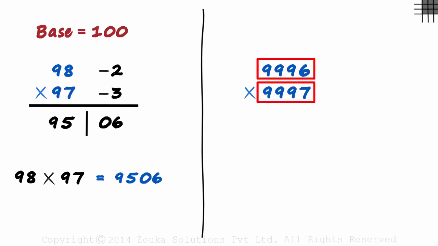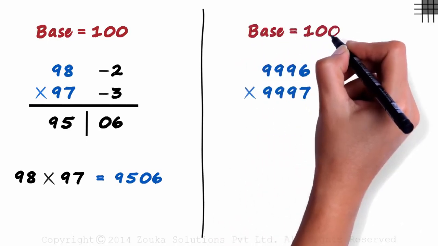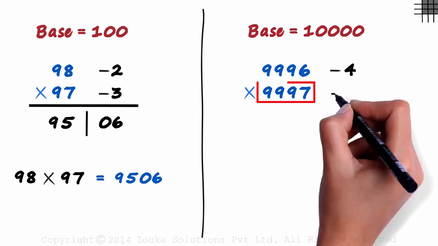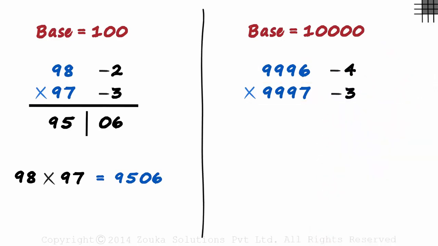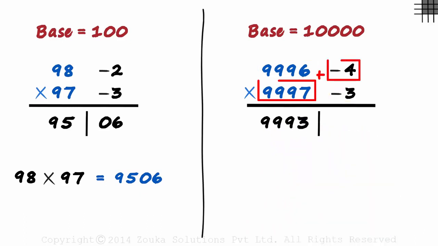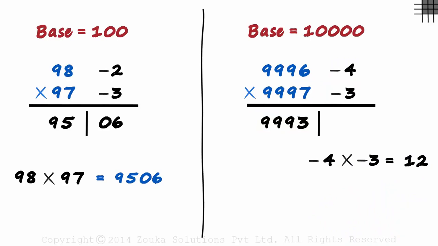Both numbers, as we can see, are close to 10,000. So the base will be 10,000. This number is minus 4 units away, and this is minus 3 units away. Then we make the partition, sum on the left and the product on the right. This plus this is 9,993. The sum of these two will also give us 9,993. The product will be minus 4 times minus 3, which equals 12.